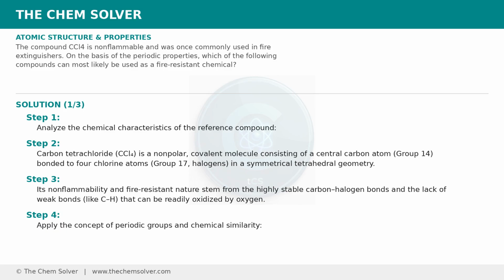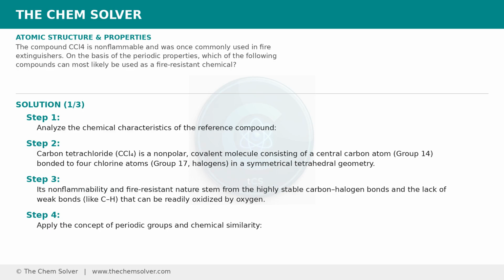Analyze the chemical characteristics of the reference compound. Carbon tetrachloride, CCl4, is a nonpolar, covalent molecule consisting of a central carbon atom, group 14, bonded to 4 chlorine atoms, group 17, halogens, in a symmetrical tetrahedral geometry. Its non-flammability and fire-resistant nature stem from the highly stable carbon-halogen bonds and the lack of weak bonds, like C-H, that can be readily oxidized by oxygen.